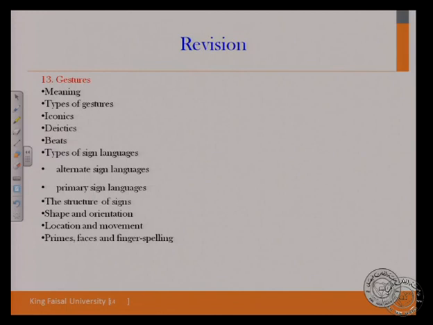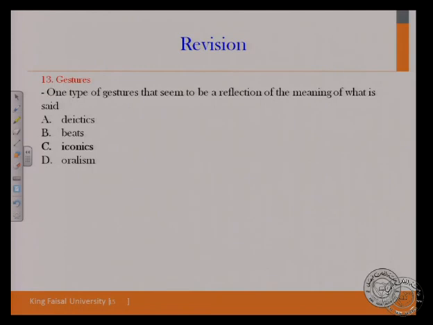Chapter or lecture 13, which was about gestures, we talked about the meaning, types of signs till the structure of signs. A question may come in this way. One type of gestures that seem to be a reflection of the meaning of what is said. Is it didactics? Is it beats or iconics or oralism? Of course, the answer to this question is iconics.